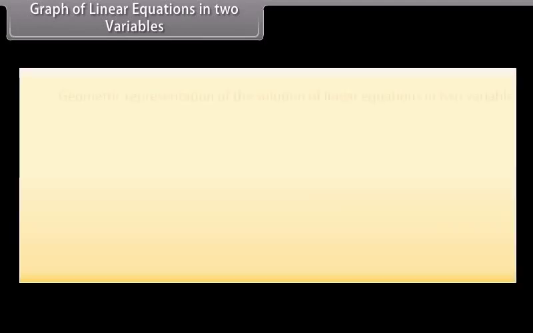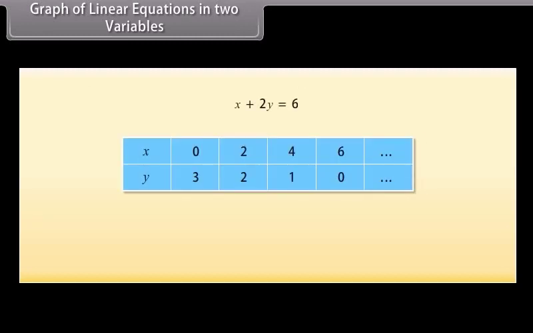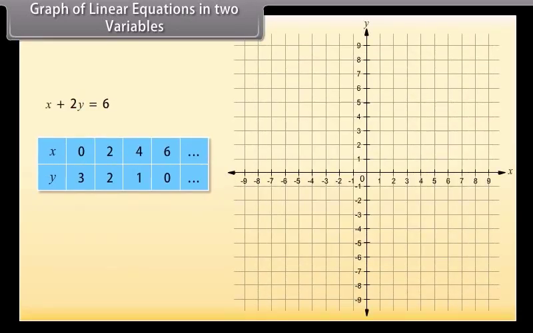Graph of linear equations in two variables. Now let us look at the geometric representation of the solution of linear equations in two variables. Look at this table. The solutions of this given equation are expressed in the form of this table. These are the values of x and these are the values of y. Let us now plot these points on a graph paper. Let's first take value x as 0 and y as 3. This is the point we have obtained. Similarly, mark other points on the graph using these values.